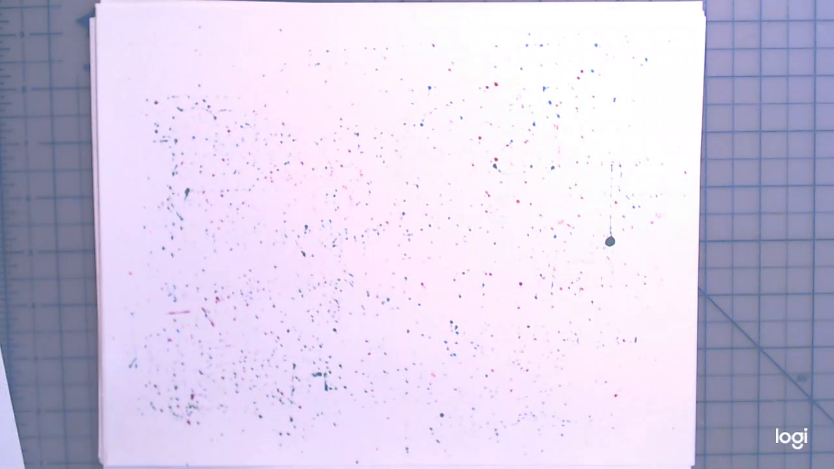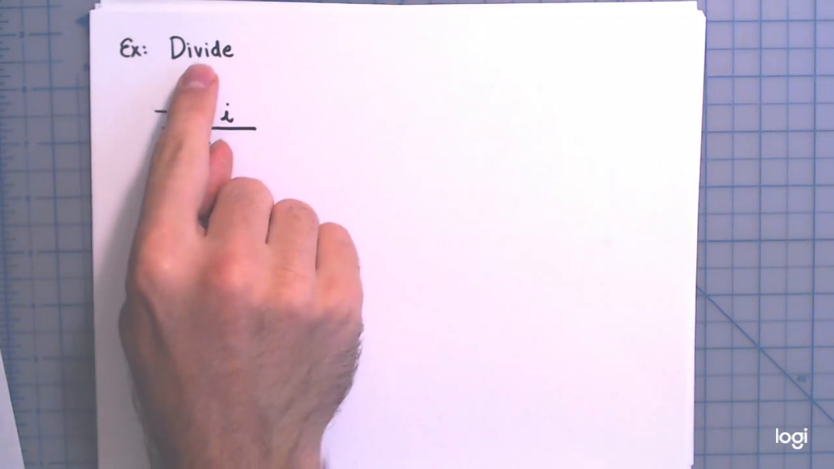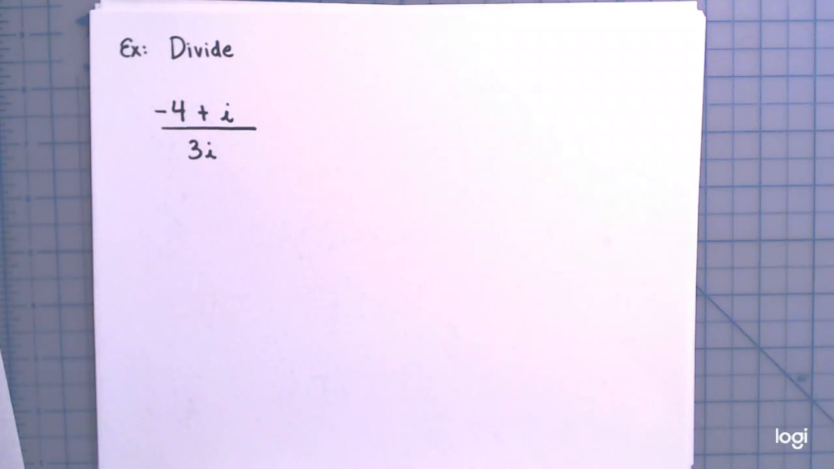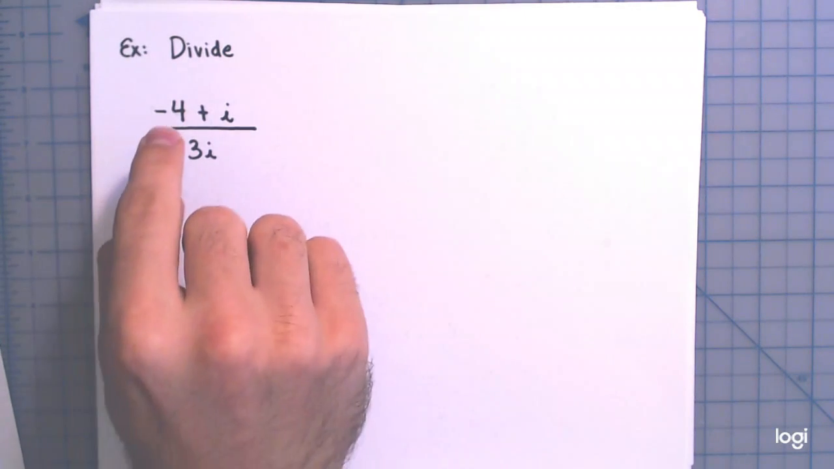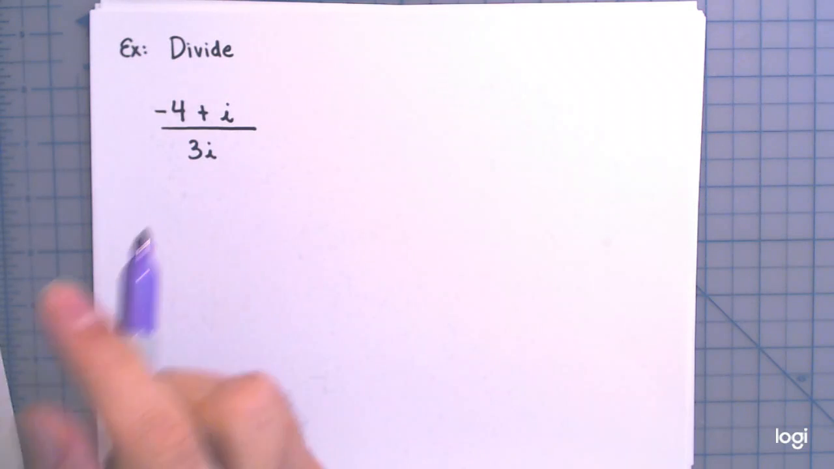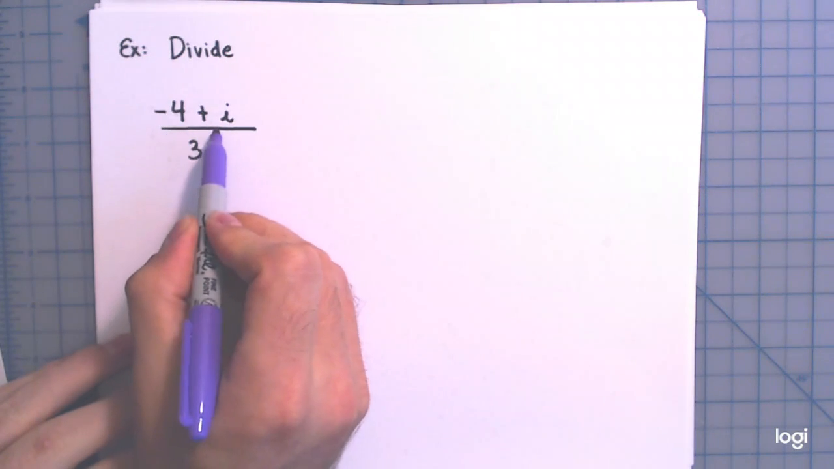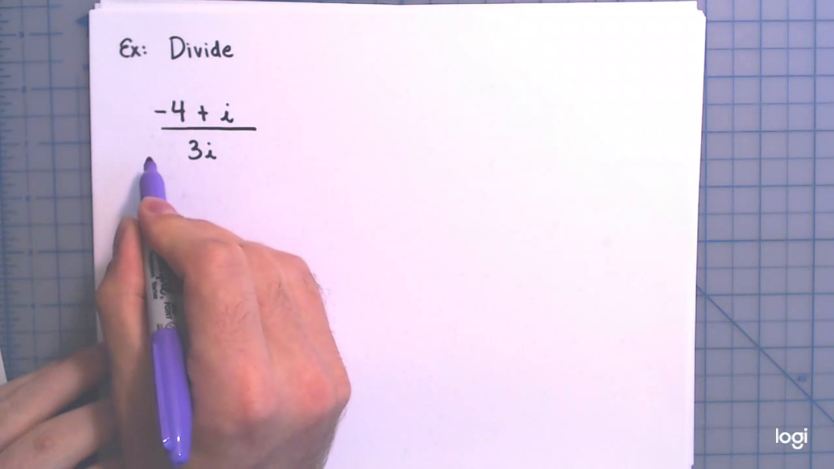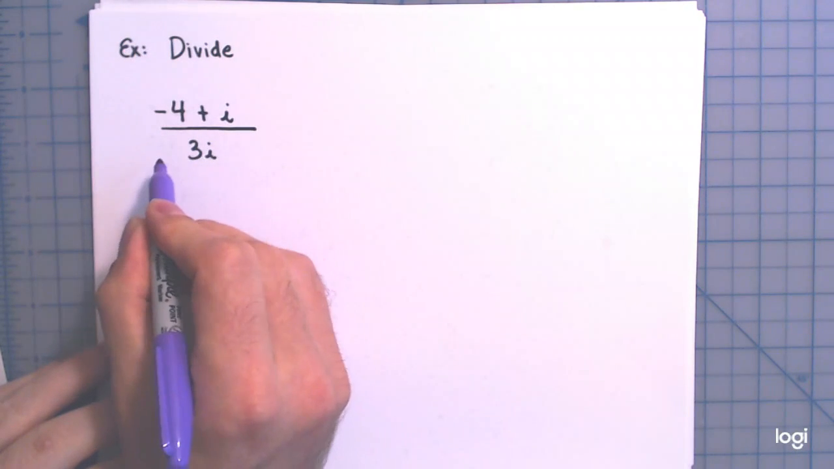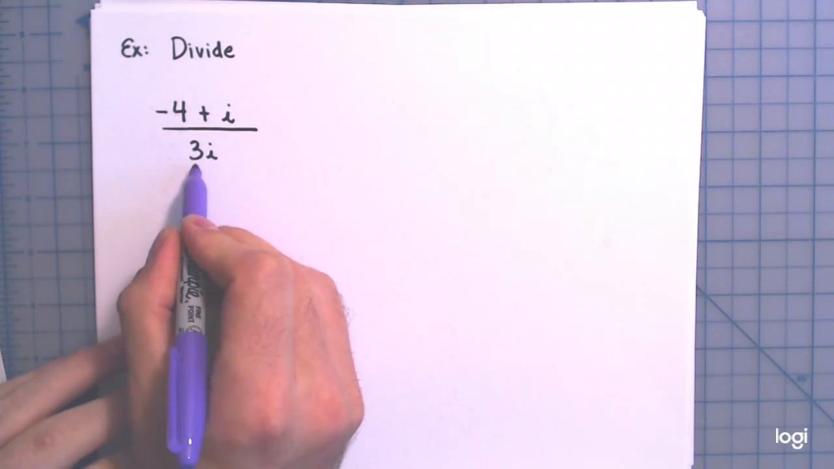So my first example, and both of them ask to do the same thing, is just simply divide these complex numbers. So I have in the numerator -4 plus i, that complex number, divided by 0 plus 3i, but again, no need to write a part of 0, just the number 3i.